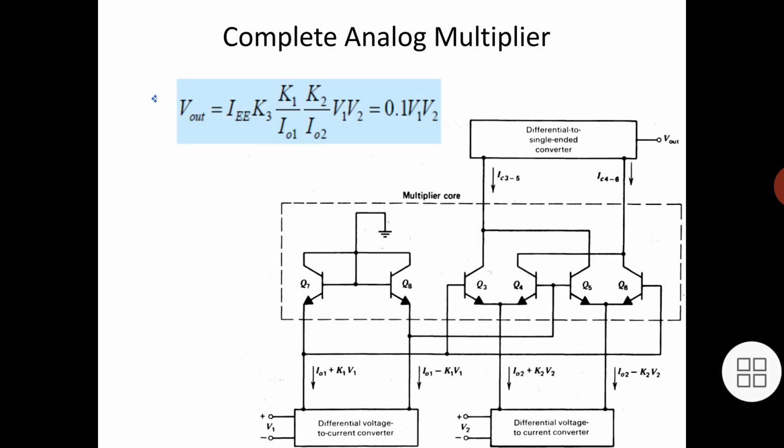And the complete analog multiplier circuit. This is a complete analog multiplier circuit, and we will get Vout equal to IEE into K3, K1 by I01, K2 divided by I02 into V1, V2, which is equal to 0.1 V1 V2. This is the final output voltage equation for the analog multiplier circuit.